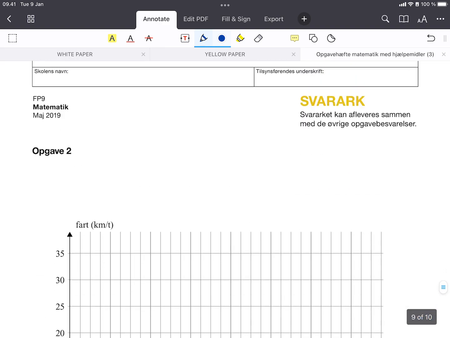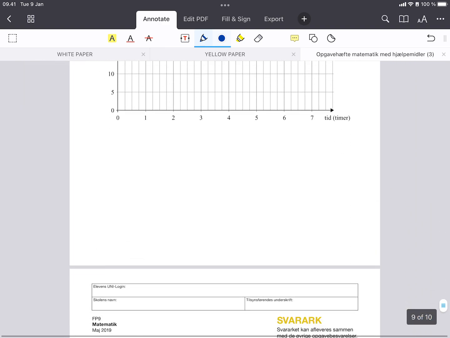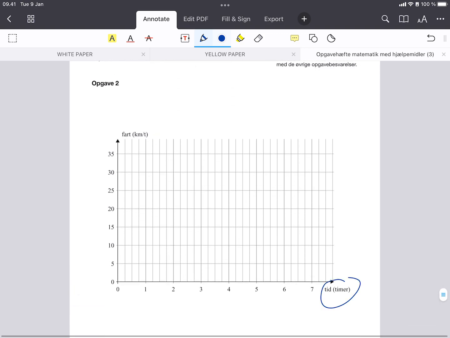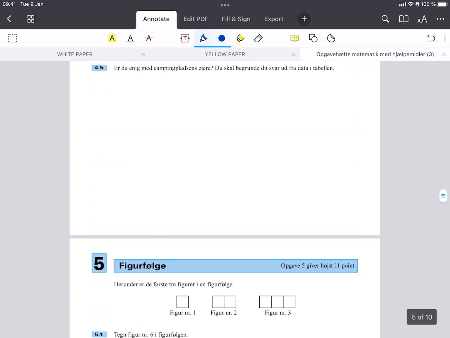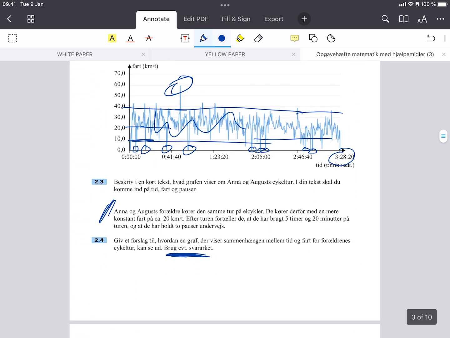I've got it at the back here, there it is. So it's a supplementary sheet for question 2, and it's got time and speed. Okay, so let's just undo what I did there. So back to this question.